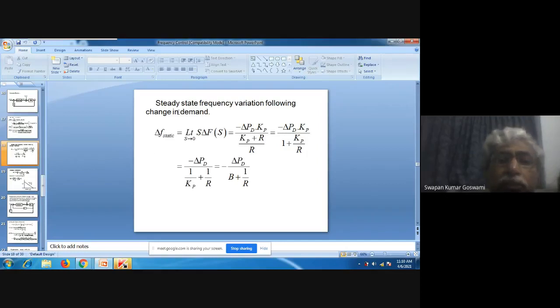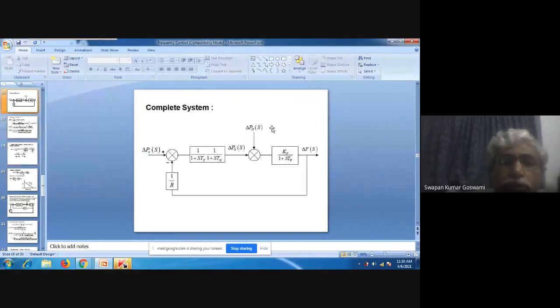Now you see that we are particularly interested in the final change in frequency, because what frequency finally becomes after a variation in demand is made, that is important to us. So, steady state frequency variation following change in demand. That means a change in demand has taken place, some load has been switched on or off, and we have not changed the position of the speed changer. Now we want to find how much the frequency will change at steady state after the change in demand.